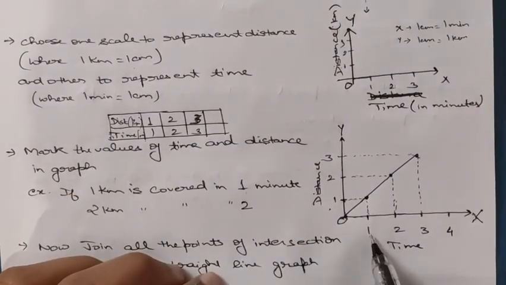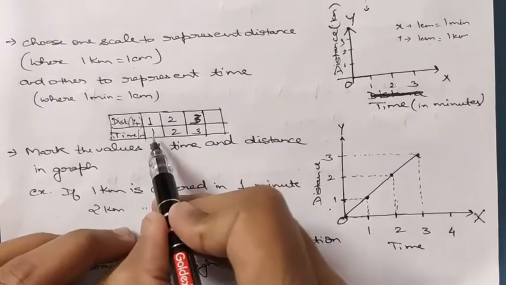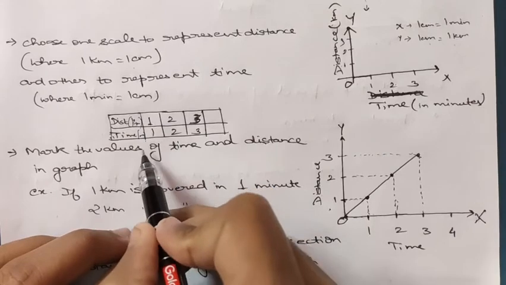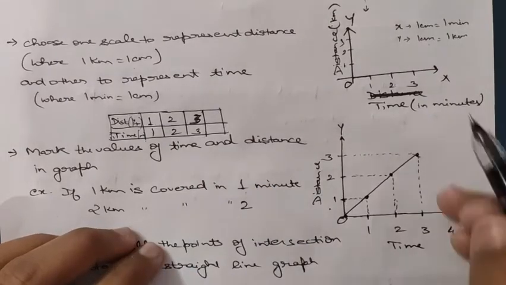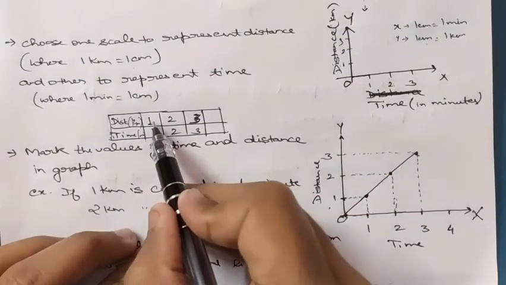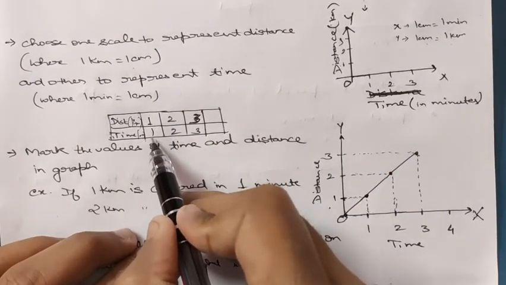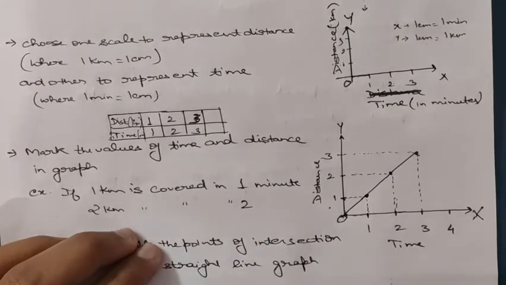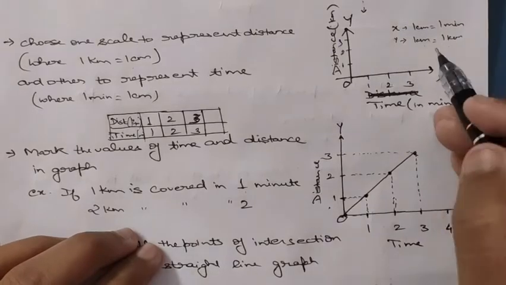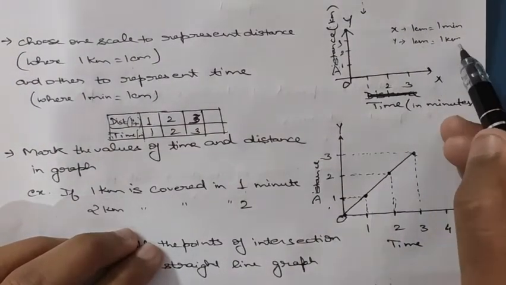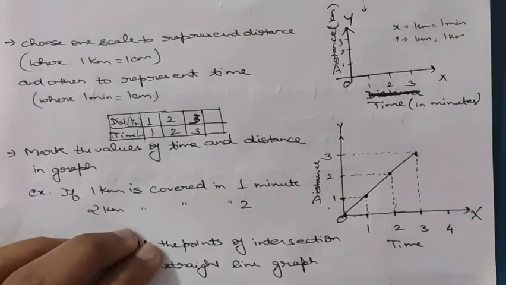What I said previously also, that data is simple. You can just mark 1, 2, 3, 4. Sometimes it may be given a distance of 10 and a time of 5 seconds. So now you have to choose a different scale. You can choose 1 centimeter equal to 5 kilometers, or 10 kilometers. It is not necessary that you always take the scale as 1 centimeter equal to 1 kilometer. It can be changed according to the question.